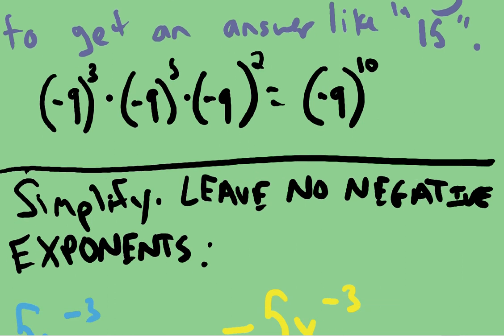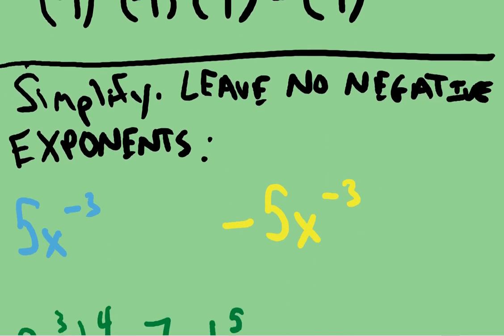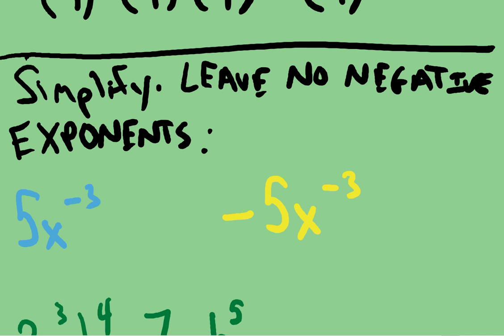All right? Simplify means leave no negative exponents. Let's look at the difference between the blue one here and the yellow one. X to the -3. I told you, the kids are going to get this right. They follow the steps here. It's the process, not the product. You're going to put x to the -3 in the bottom. And remember, the exponent is only talking to what it touches. The exponent is touching the x. It is not touching the 5. That means the 5 goes in the front.